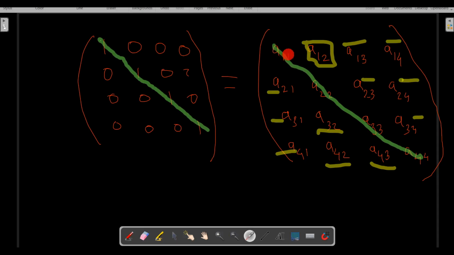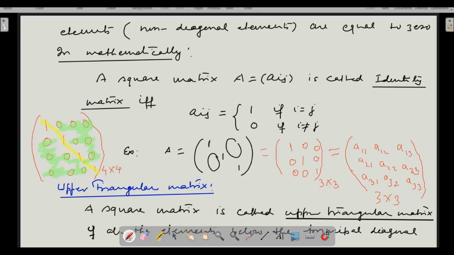Now in these elements a11, a22, a33, a44, i is equal to j. So clearly for i equal to j, the element is 1, 1, 1 and 1. Okay, so such a matrix is called, this is an example of a 4 cross 4 unit matrix or 4 cross 4 identity matrix. You can call it either unit matrix or identity matrix. Both are correct.